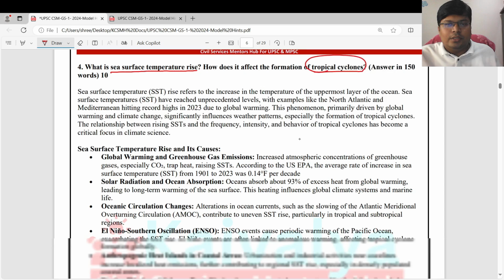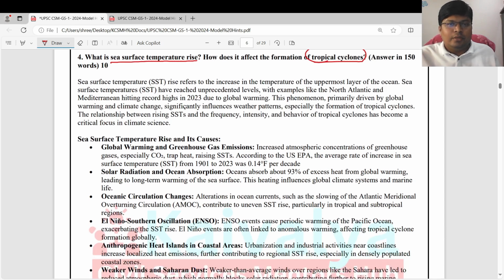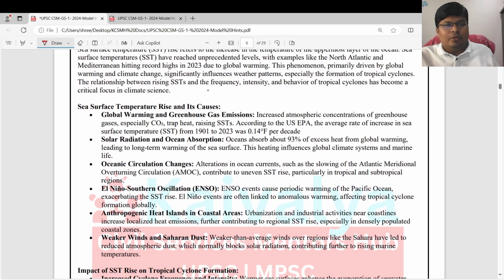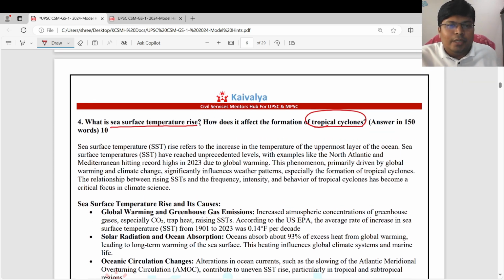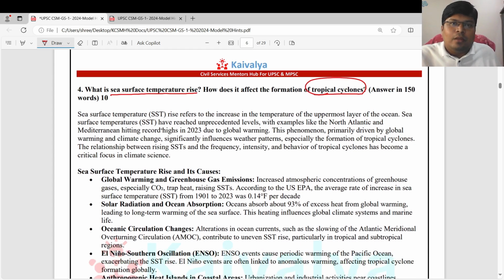So I have mentioned its definition and dimension in the introduction. Then sea surface temperature rise and its causes. Though it was not asked exactly in the question, you are supposed to interpret it in such a way that whatever the question has been asked, you must give its complete answer. If the question does not ask exactly about the dimension, such as the reasons for the increase, the answer you give should still feel complete.